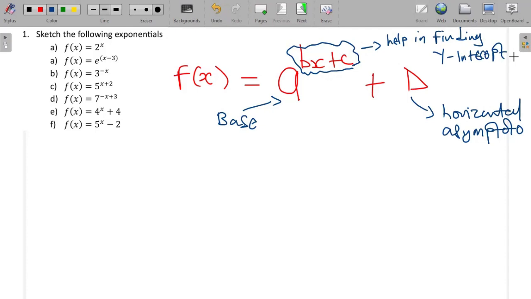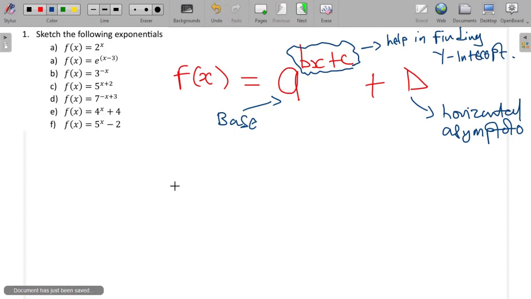When you're sketching exponential functions, you only need to know these three things that I've indicated there. You have to know your base, your y-intercept, and your horizontal asymptote. The base, depending on its value, is going to give you either a type 1 graph or a type 2 graph. The horizontal asymptote will just be a horizontal line that this curve will never touch. It will just keep going closer and closer to that line, but never touch it.